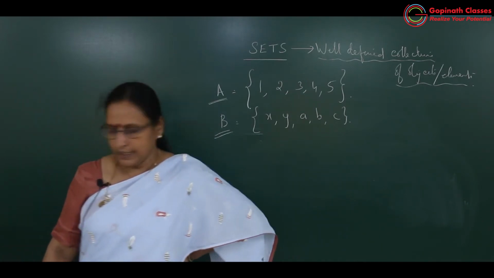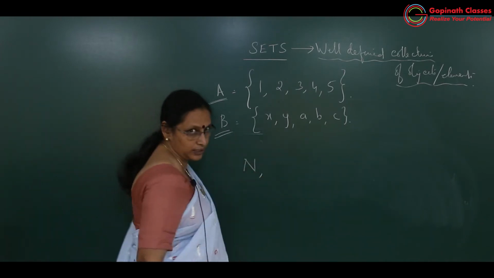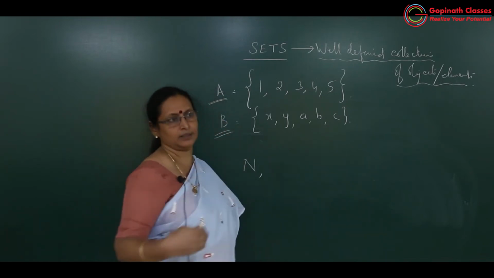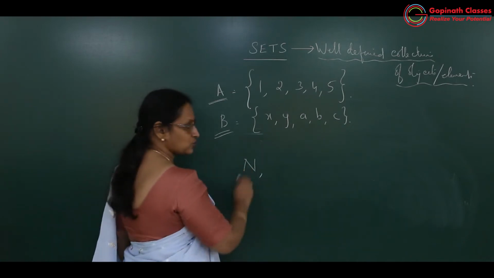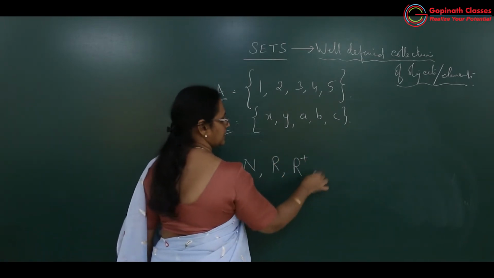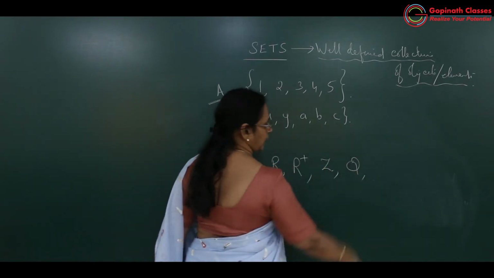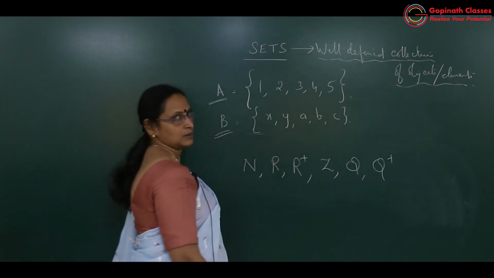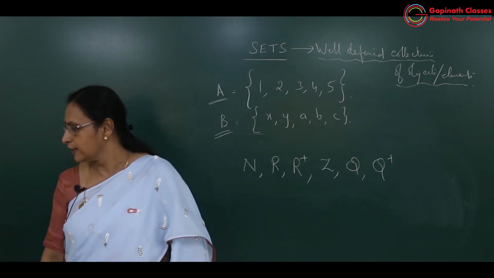Now, you know the different sets: N, natural numbers. You can read through your textbook, everything is the introduction part of set theory. All these points will be covered. Natural numbers, real numbers, positive real numbers, integers, Q, rational numbers, positive rational numbers. All these are sets.